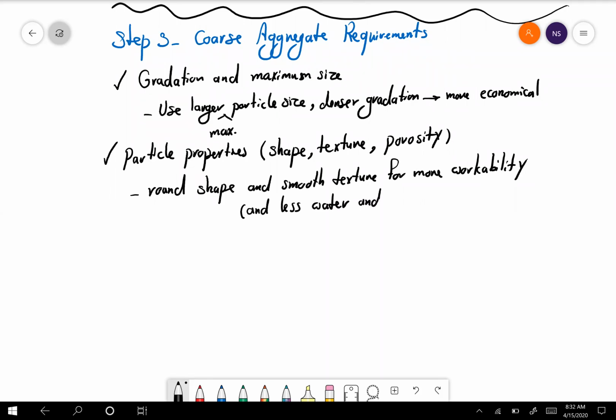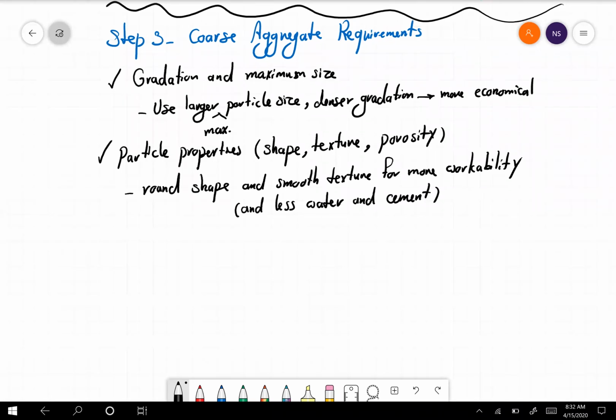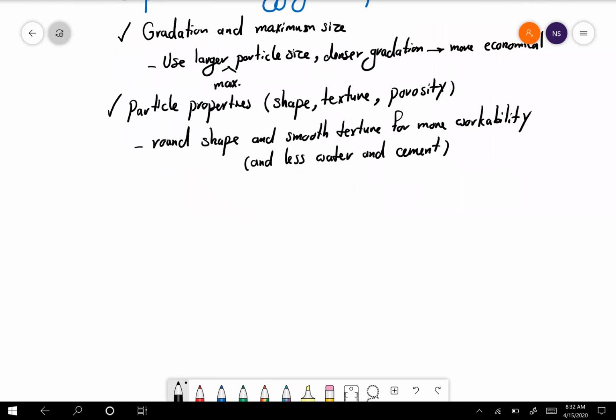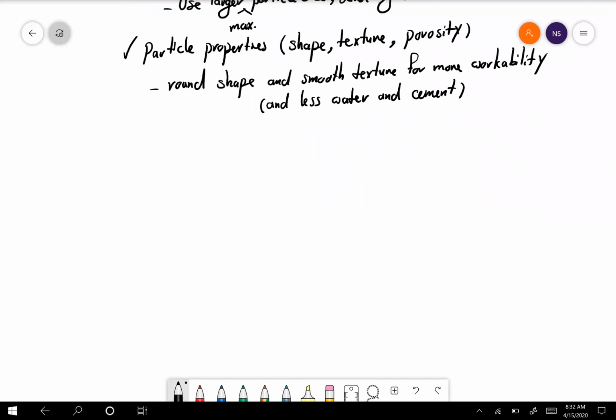Water and cement. These are the ideal conditions: with a higher aggregate content, we can use less water and less cement, and that would be much more economical because the cost of cement production is much higher than the aggregate. And then there's another table for the maximum aggregate size, the nominal maximum aggregate size.